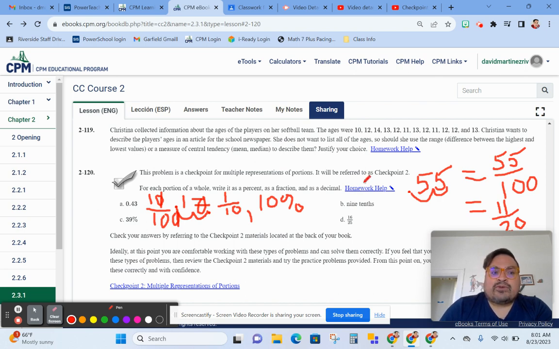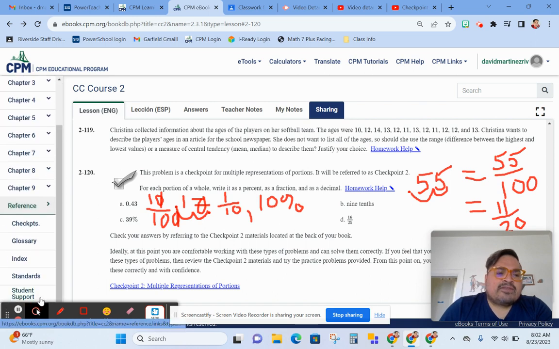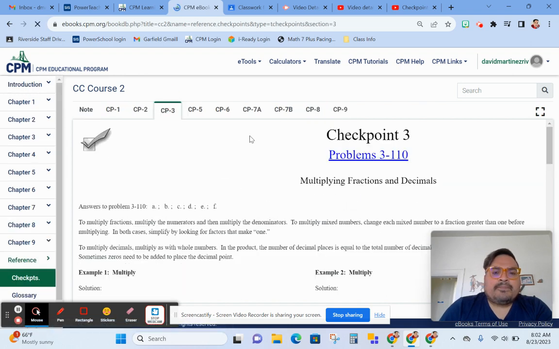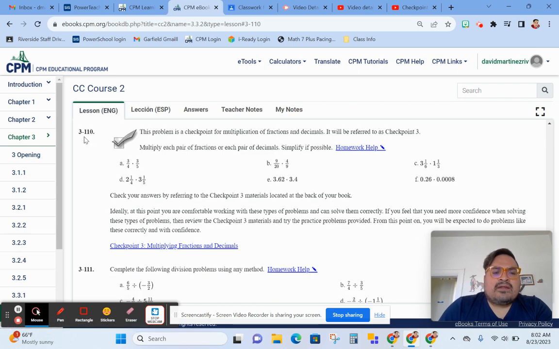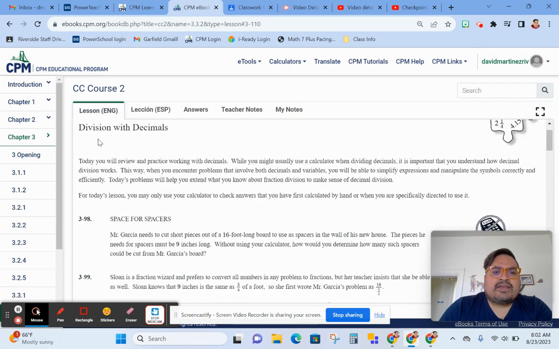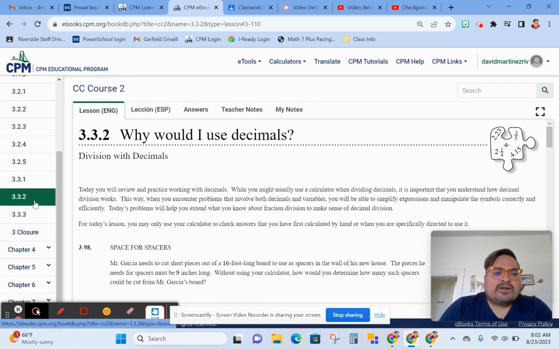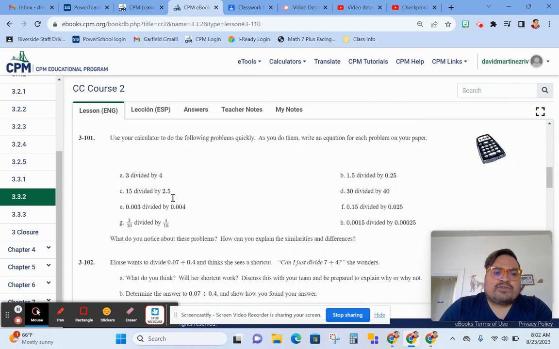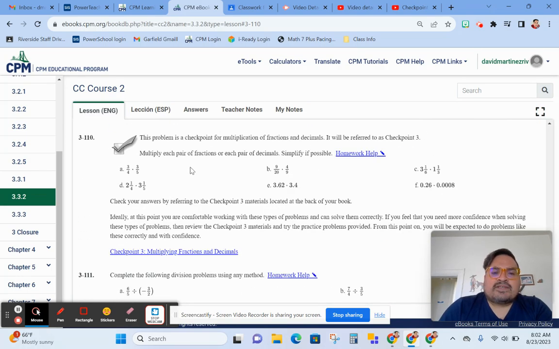There will be no video for checkpoint three. You need to find it though. So let me go ahead and see if I can help you find checkpoint three. If you scroll down to the bottom of your CPM book, there's a reference section, and you should be able to find the checkpoints. Checkpoint three is in chapter three, 3-110. The lesson is 3.3.2, why would I use decimals? And then you just scroll down to look for the check mark, and it's 3-110.